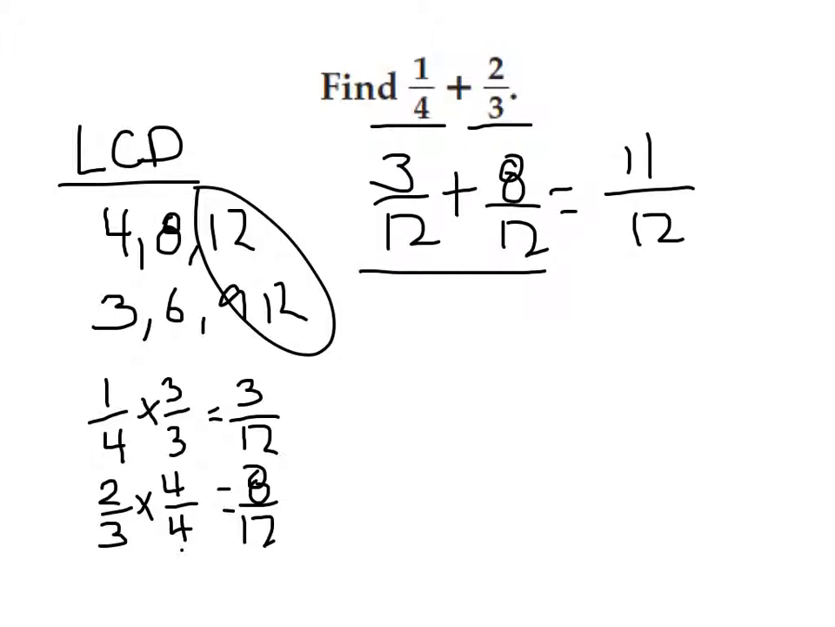Alright, I put my two new fractions together with the same denominator, which is 12. Add to the top, 3 plus 8 is 11. And then I'm going to ask myself, is this in simplest form? Yes, it is. The answer is 11 over 12.